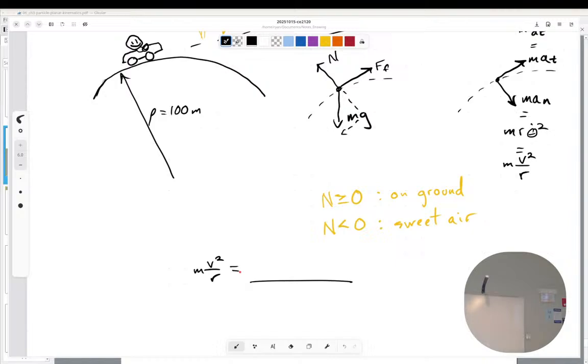Did you forget to account for gravity? So are you saying I did, mv squared over R equals mg? Yeah, now something is wrong. Why isn't gravity working?